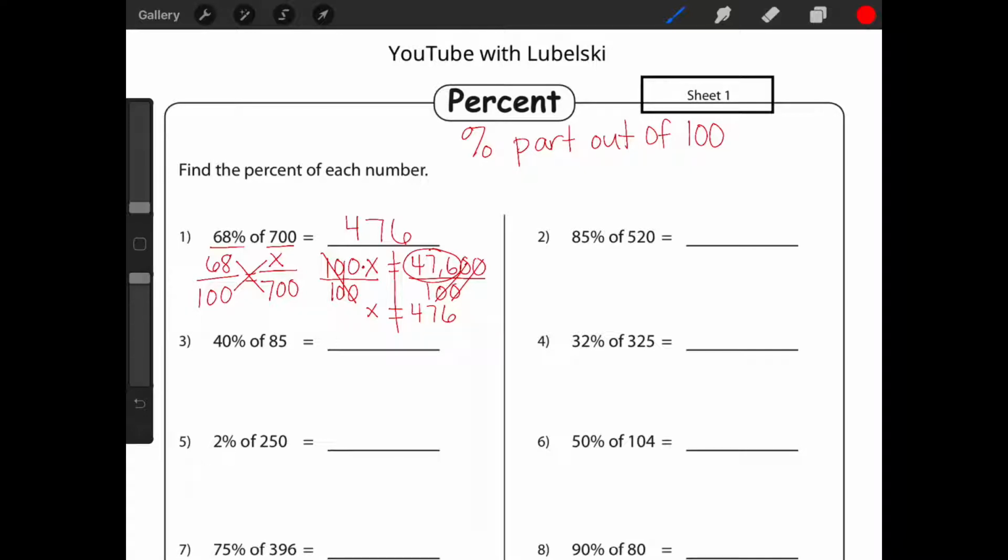So, for number 2, we're going to do the exact same thing, just a little bit more excitable. We're still going to set up step by step. We're going to start by writing our fraction for the percentage. So I'm going to do 85% is 85 out of 100. And then I have 520 as my whole. So I'm trying to figure out what is 85% of 520. I need to know what would the equivalent be.